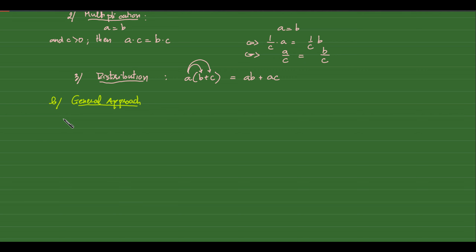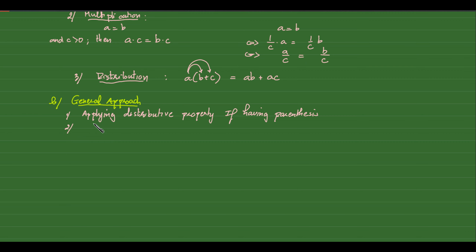The first step every time you want to solve a linear equation is to apply the distributive property if you see parentheses. If you don't have parentheses, then you don't have to do the first step, right?